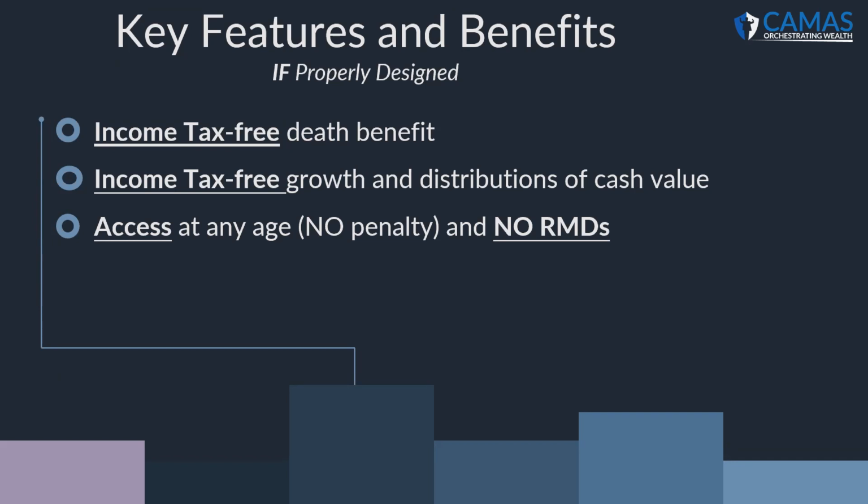So if you're funding a policy, let's say you're putting premium into the policy and you plan on paying premiums for the next 20 years. But along comes year 4, 5, 6, and you have a hiccup in your business. You have a hiccup in your personal life. You just need to access cash.